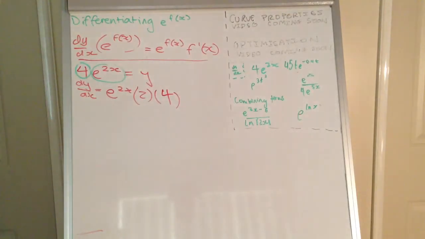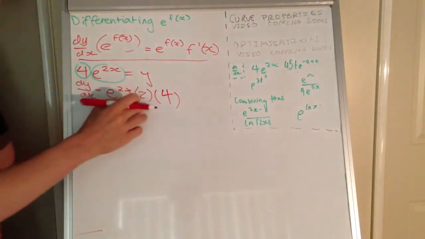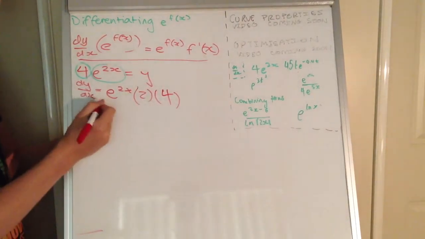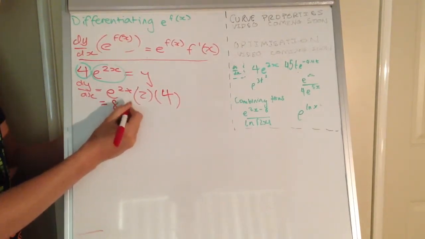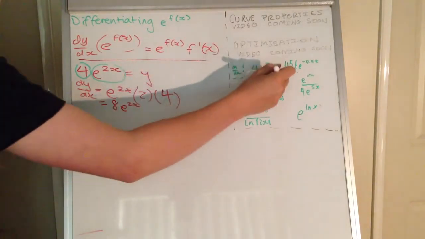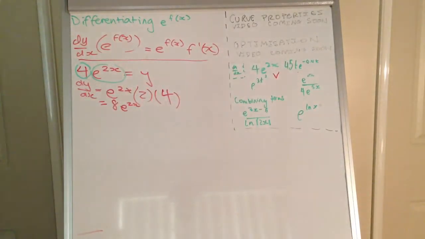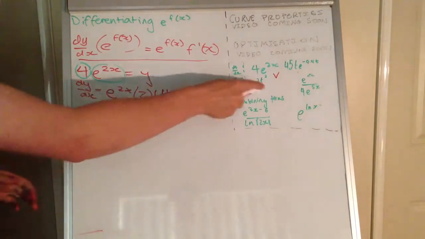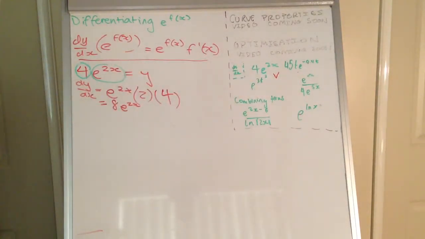And now what we do is we simplify. 2 times 4 makes 8. And then we have 8e to the power of 2x. And we've done that first one, so that's really good. Now we can move on to the next one, and I'll probably go to the one underneath it because that's nice and simple and reasonably straightforward.